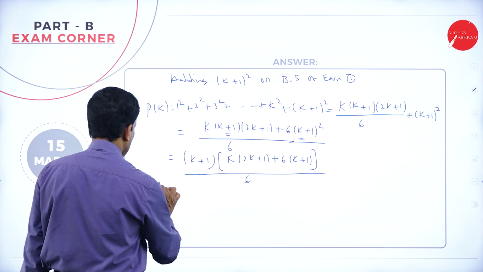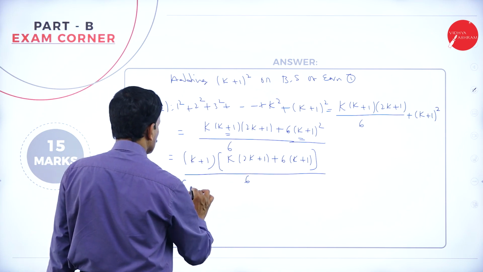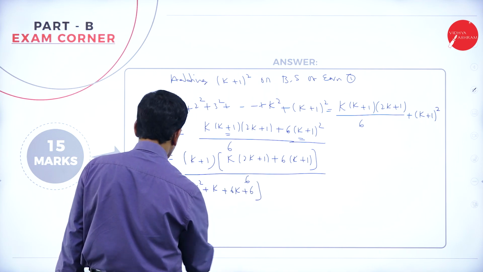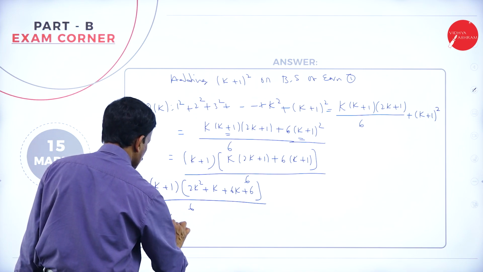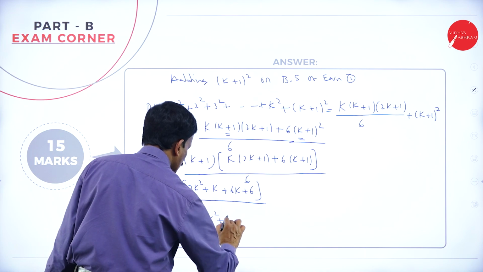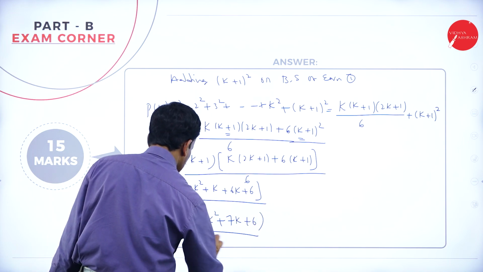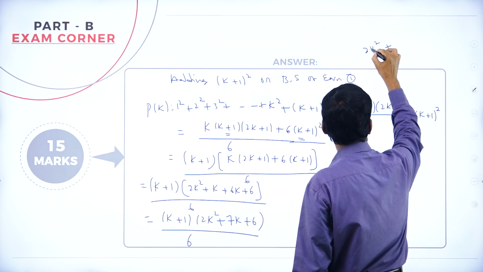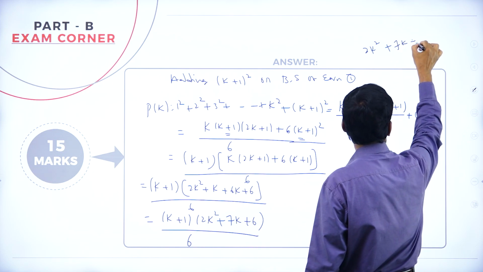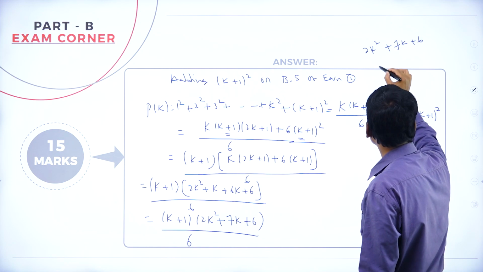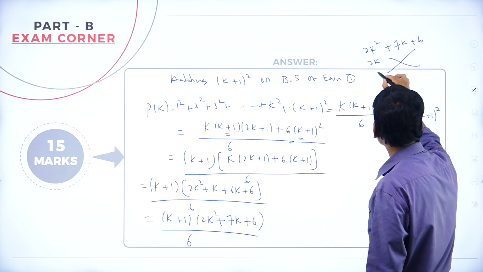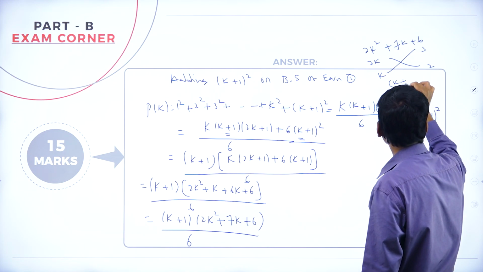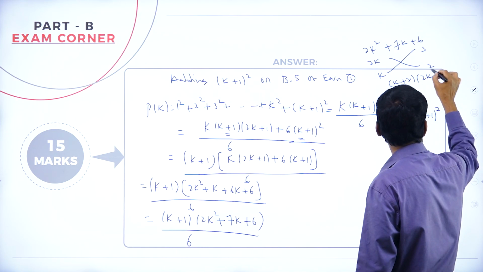So this is k plus 1 into, multiplying this out, 2k square plus k plus 6k plus 6, whole divided by 6. This can also be written as k plus 1 into 2k square plus 7k plus 6 divided by 6. Now factorize this, 2k square plus 7k plus 6. Cross multiply: 2k into k, 3 into 2, 2 threes are 6... 2 twos are 4 plus 3 is 7. So you are going to get the factors as k plus 2 into 2k plus 3.